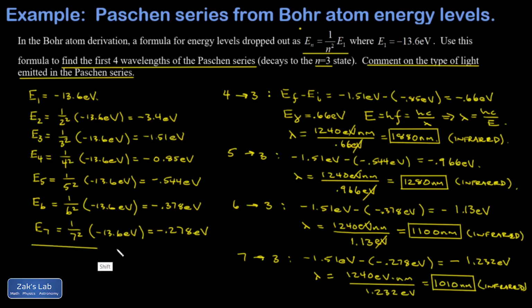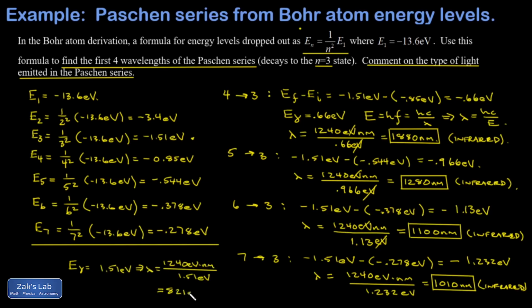Just as a little bonus question here, this begs the question, are there any wavelengths in the Paschen series that are going to be visible? And our best chance of it is to drop all the way from the ionized state down to the n equals 3 state. That's where the electron starts with an energy of 0, and it drops all the way to negative 1.51. And so the energy of the photon in that state would be the full 1.51 eV. That's 821 nanometers, and it's still infrared.